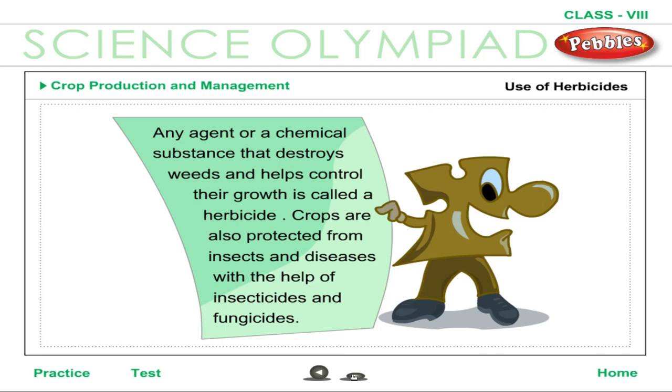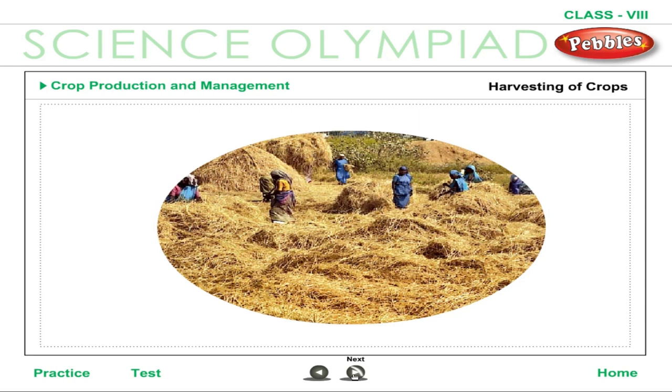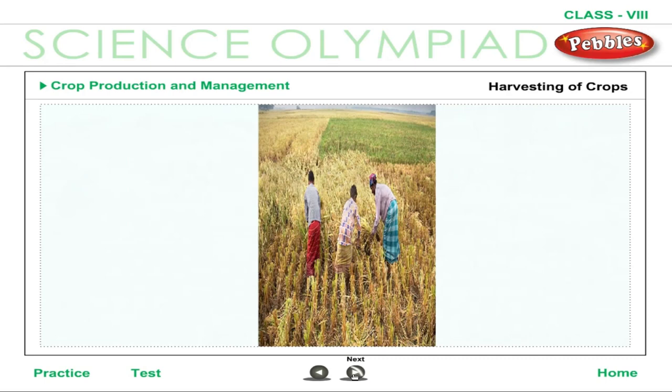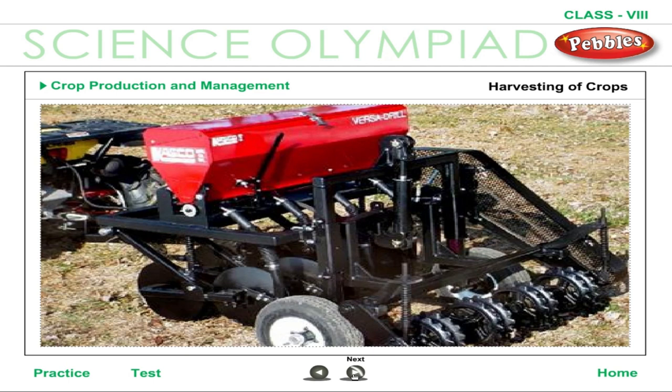Harvesting of crops. Once the crops are mature, farmers cut and gather them. The process of cutting and gathering of crops is called harvesting. The harvest period differs from crop to crop. Harvesting of cereal crops is done either manually with the help of a sickle or with the help of a machine called a harvester attached to a tractor. Fruits and vegetables are generally hand-picked when ripe.